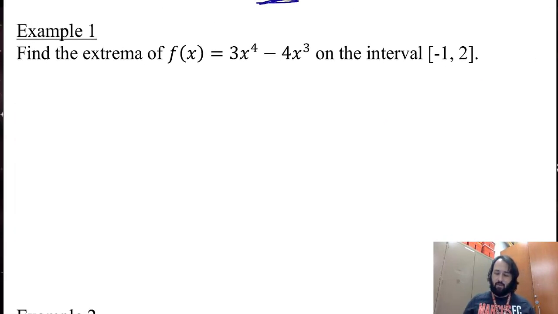So for finding the extrema on this interval, it's pretty easy to recognize that I need to check a and b. I'm going to need to check -1 and I'm going to need to check 2. But I also want to take the derivative.